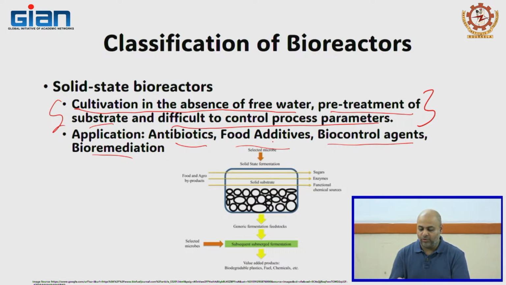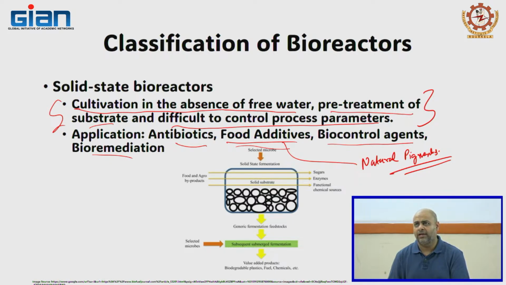In my research group, we have used it for food additives, specifically to get natural pigments. Natural pigments would be your natural colors from the food waste products. So, we were using onion peels, we have used carrot.